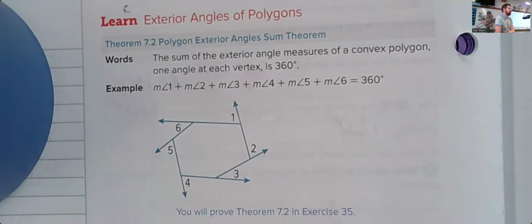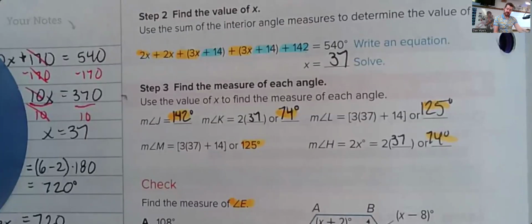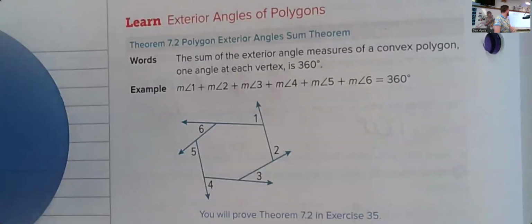Triangle, quadrilateral, pentagon, hexagon, heptagon, octagon, nonagon, decagon, dodecagon. What's 11? Hendecagon. Interesting. 11, hendecagon, yeah. The exterior angles will always add up to 360, whereas the interior angles add up to different amounts. The exterior angles will always add up to 360.